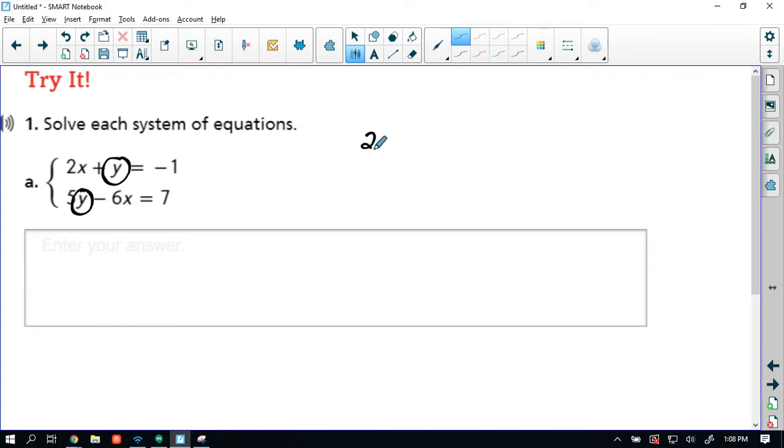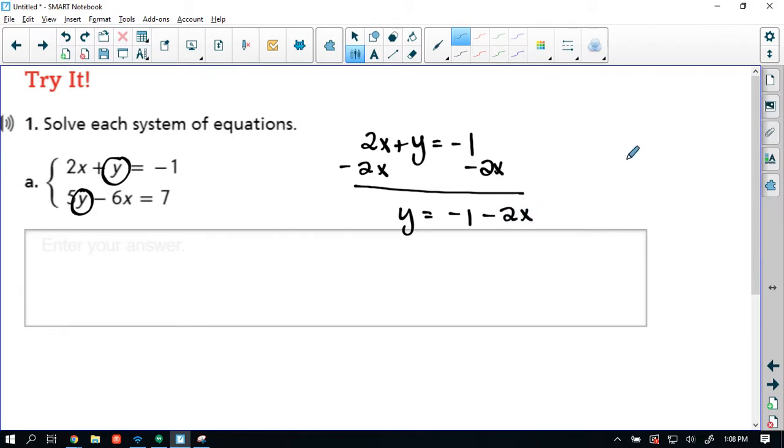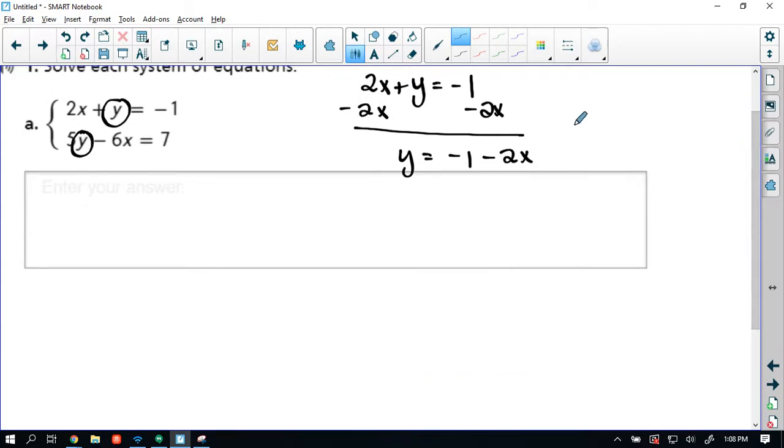So I have 2x plus y equals negative 1, and then we're going to subtract the 2x from each side. And we get y equals negative 1 minus 2x. And then my second equation is going to be a doozy because it is going to be a fraction. That's going to be fantastically fun. So we get 5y minus 6x equals 7. So I'm going to add the 6x to each side.